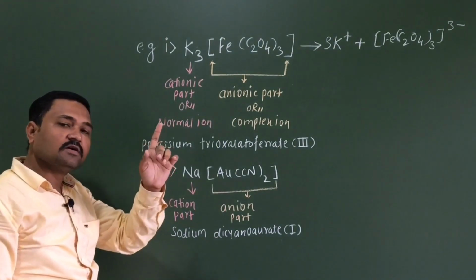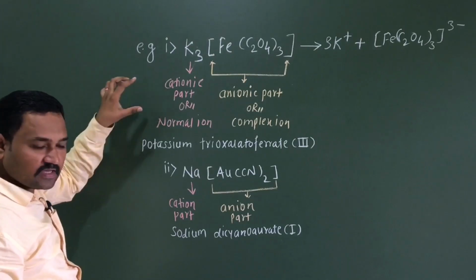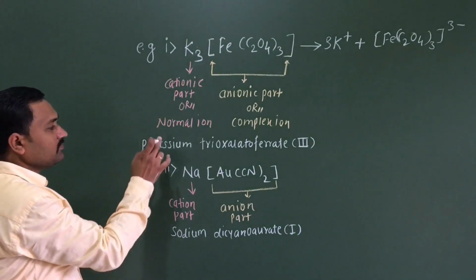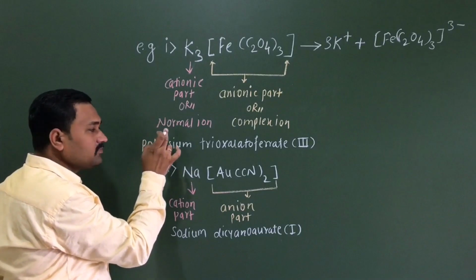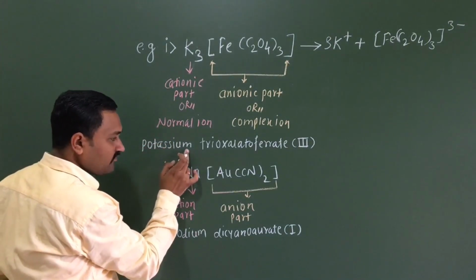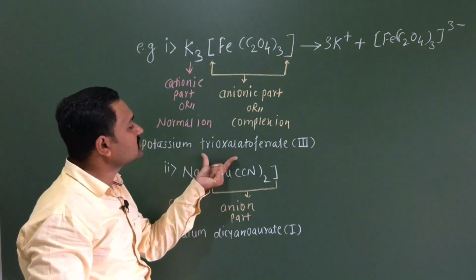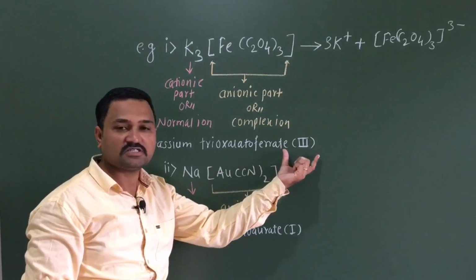Our rule says that whenever you have to write the IUPAC name of this compound, we must write the name of the cationic part first. Hence I have written potassium first and then the anionic part, that is trioxalatoferrate, oxidation state +3.